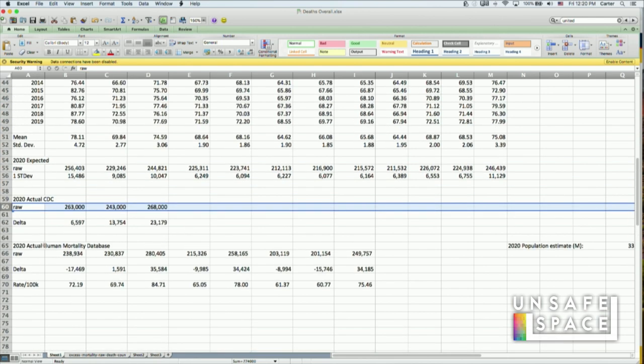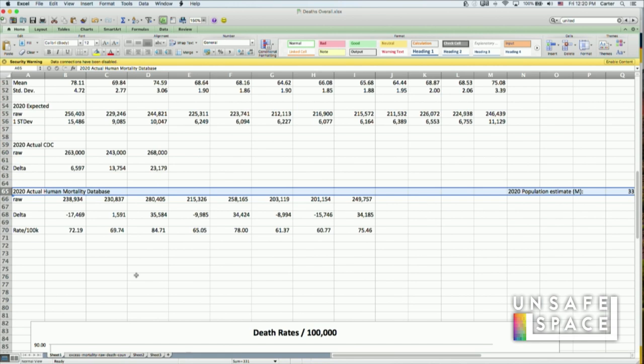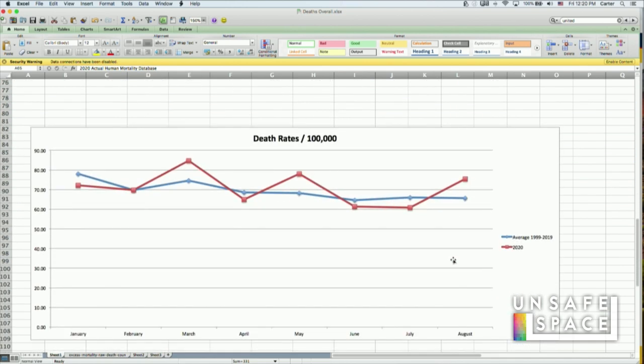And the Human Mortality Database has data all the way through August, and their numbers are slightly different. Their numbers are 238, 230, 280, 215. They go all the way through August, and their rates are comparable. I'm going to skip all this data and show you the graph, because the graph's the best way to see this.